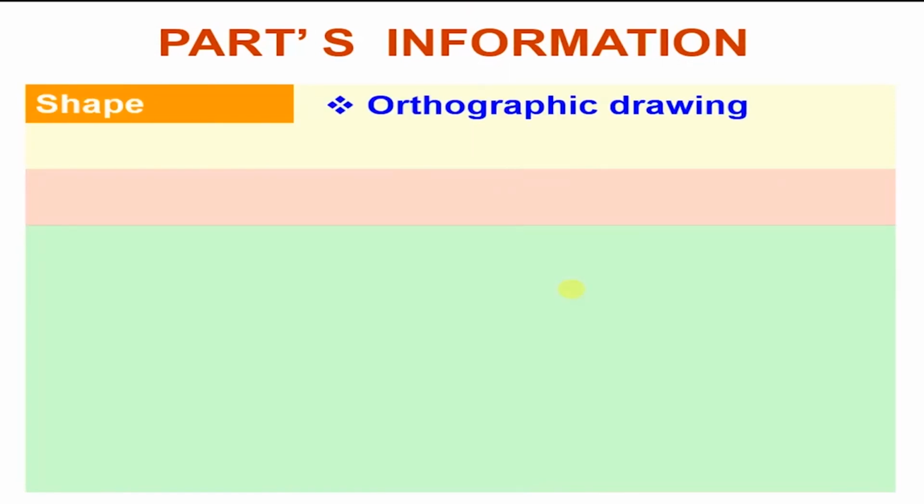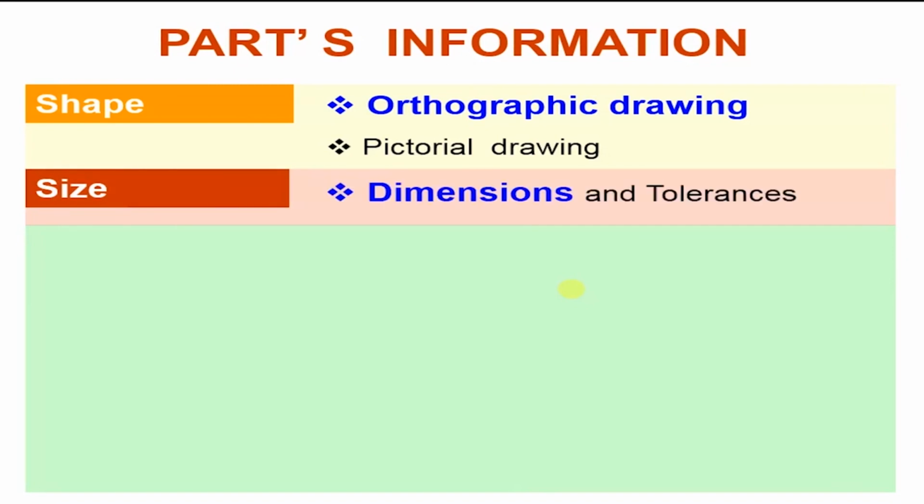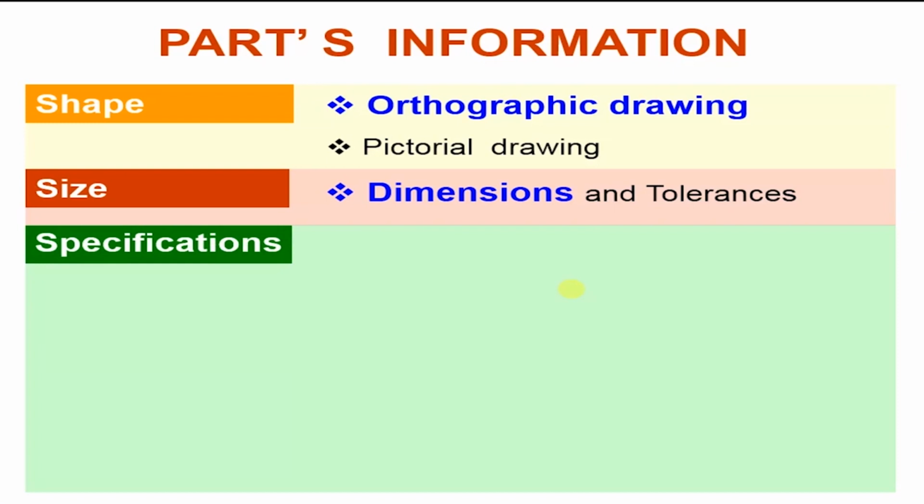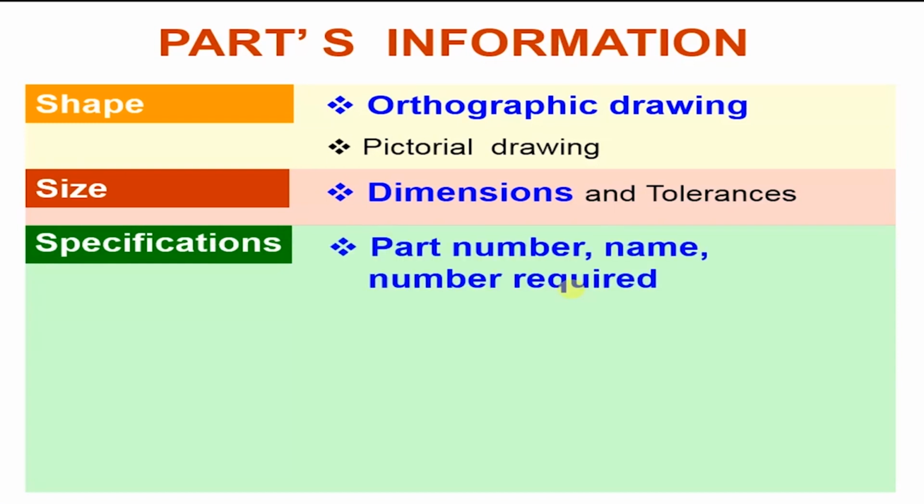For the parts information, we have to include also the shape. What is the shape? Is it 3D? Is it side view, left side view, right side view, top view, and so on, or orthographic drawing? And the size, that means the dimension, and any tolerance, and we know what the tolerance is, plus minus 2 mm. I draw it, for example, and I have shown the dimension, but I have to give the tolerance, which we already mentioned, plus minus x millimeter. Specification also, the part number, name, and so on.